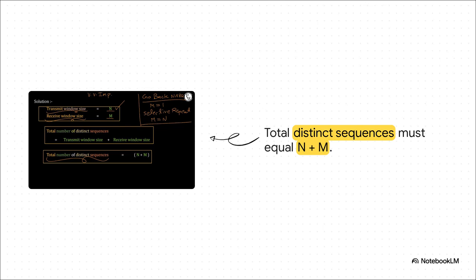To stop data loss in a noisy channel and to make sure a delayed acknowledgement doesn't accidentally trick the receiver into thinking a duplicate frame is a brand new one, the total number of distinct sequence numbers absolutely must equal the transmit window size plus the receive window size. It's that straightforward. Total distinct sequences equals N plus M. It's honestly this incredibly elegant, powerful rule of network design.